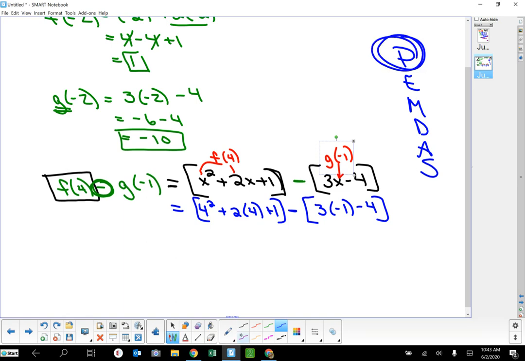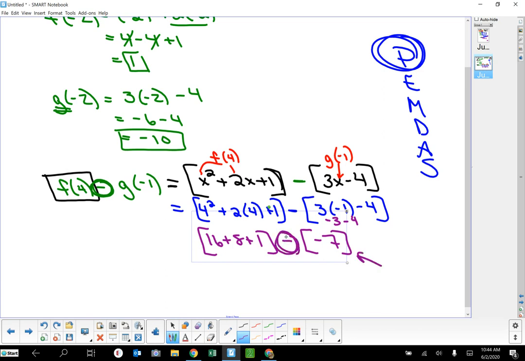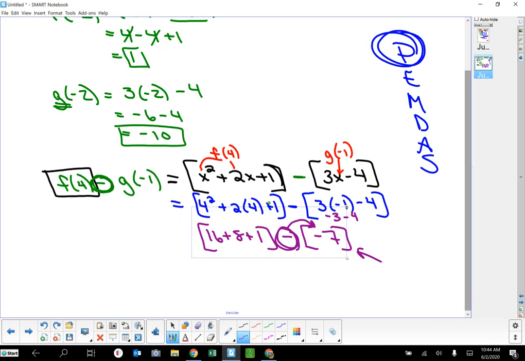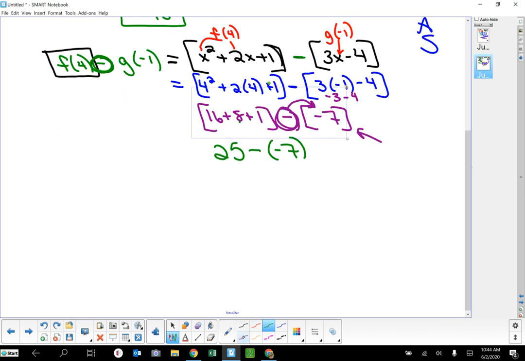Parentheses, brackets, those happen first. So this is going to be 16 plus 8 plus 1 minus -3 minus 4 is -7. This is why this set of brackets is so important, because now you're going to have minus a negative in the next step, right? Which makes that a positive. So now 16 plus 8 is 24, plus 1 is 25, minus a -7, which gives me 25 plus 7.